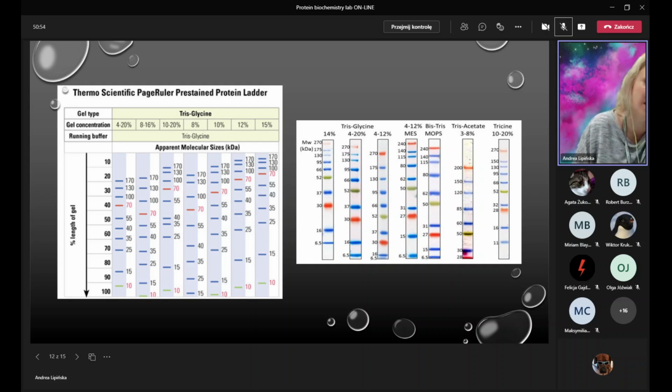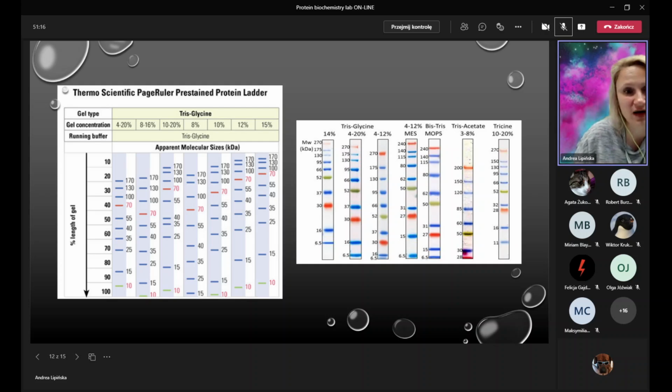And then you have also other buffer systems for small proteins and peptides. This is the Tricine buffer, and then you can go up to 20% of polyacrylamide, and you can separate actually peptides. And this is done for small proteins.